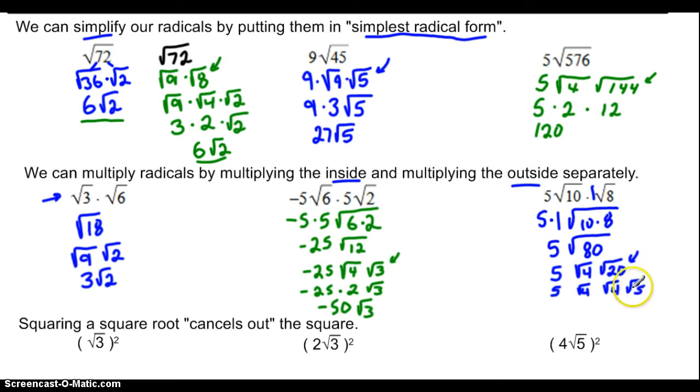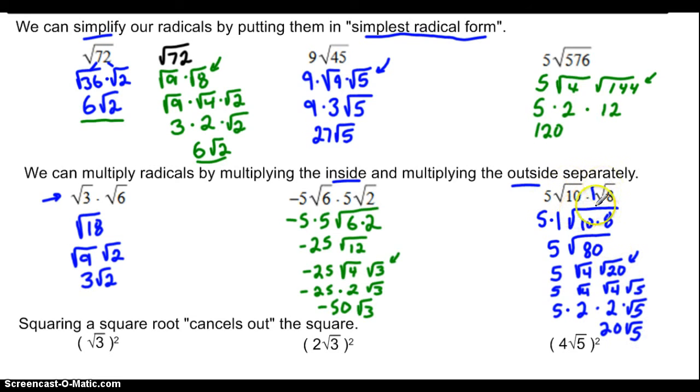And there's no other perfect square factors we can take out of 5, so this is where we end it. 5 times the square root of 4 is 2. The square root of 4 is 2, and there's nothing we can do with that square root of 5. And so these are all being multiplied together, and so 5 times 2 times 2 is 20, and the square root of 5.